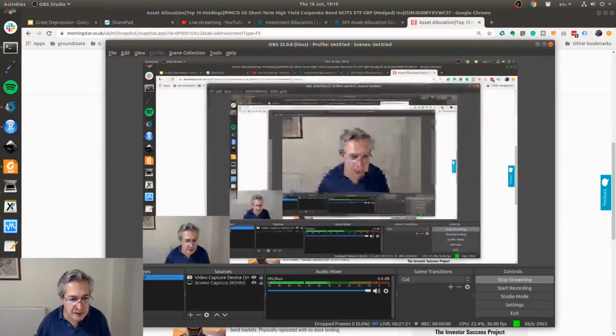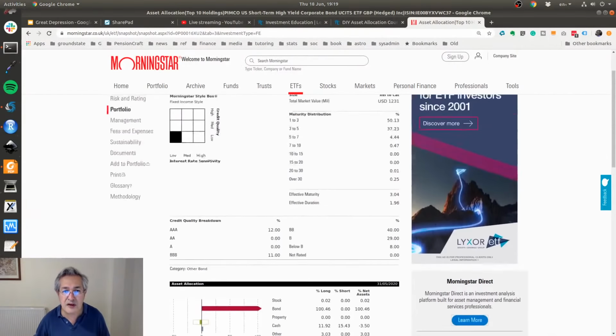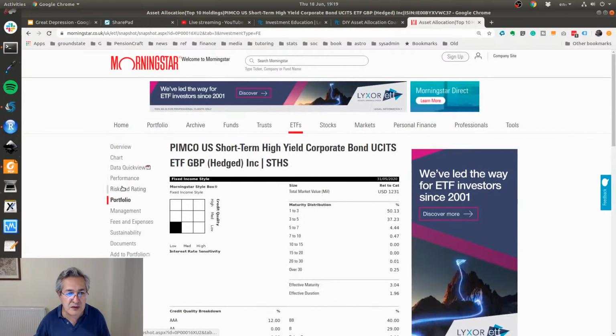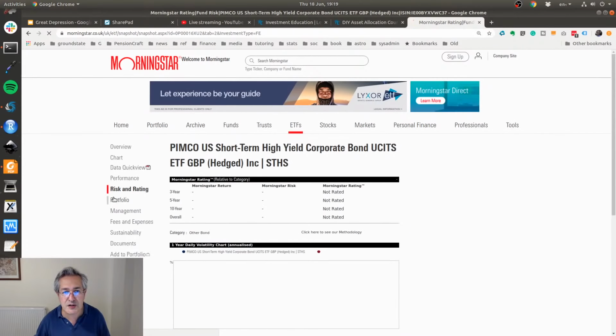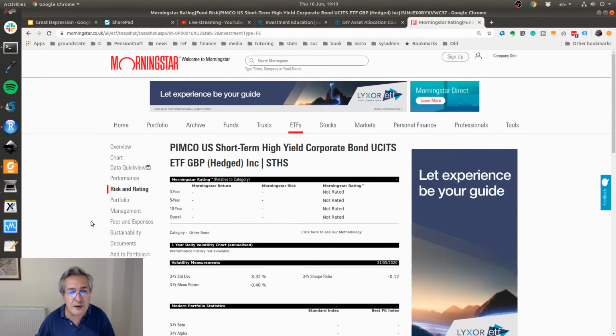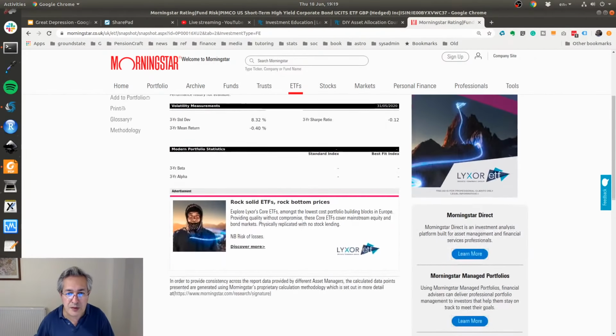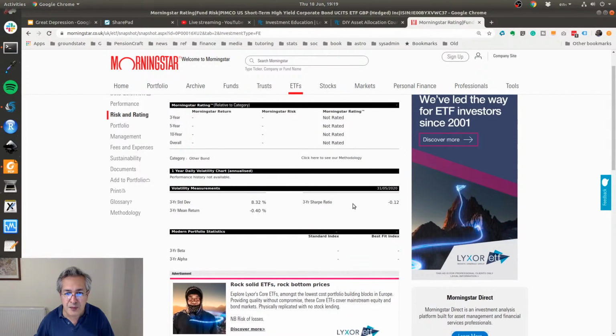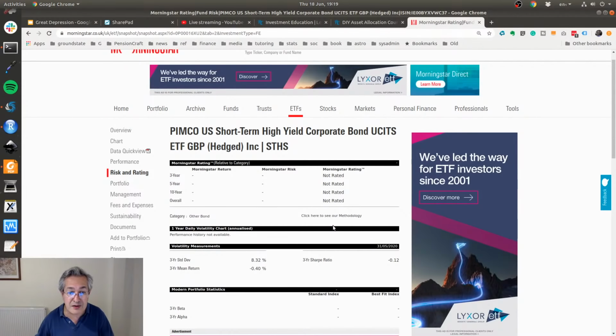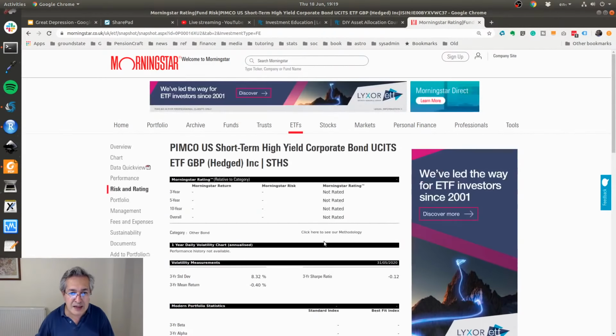Now, Morningstar, if you're not aware, let me just share my screen again, just so you can see this. So this is a Morningstar page. And if we go to the risk and rating page, this is still that PIMCO US high yield corporate bond ETF. So the Sharpe ratio for this one is negative, so minus 0.12, because the return over this 3-year period, I guess, has been negative.